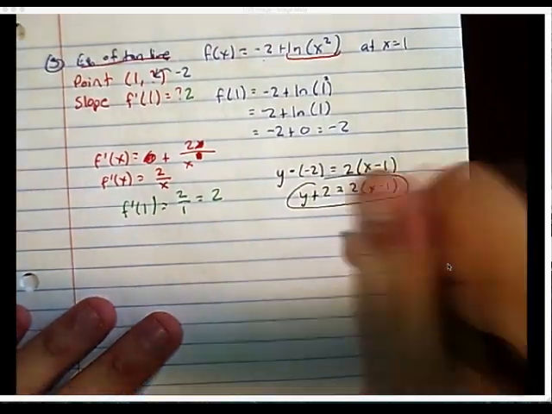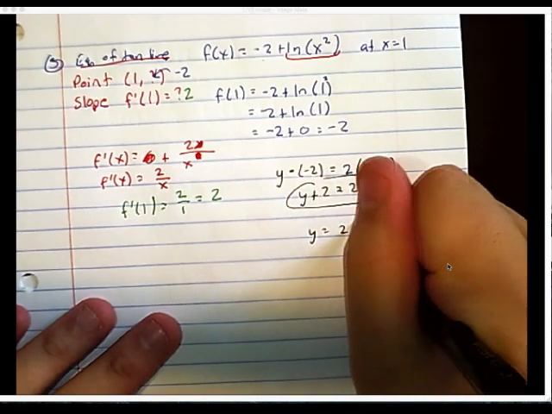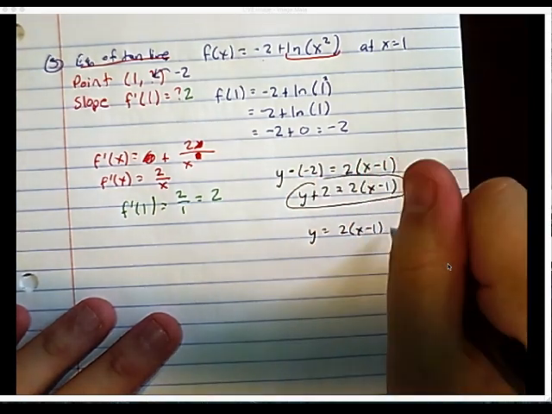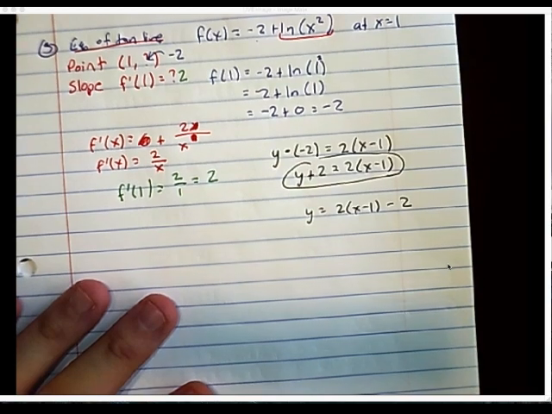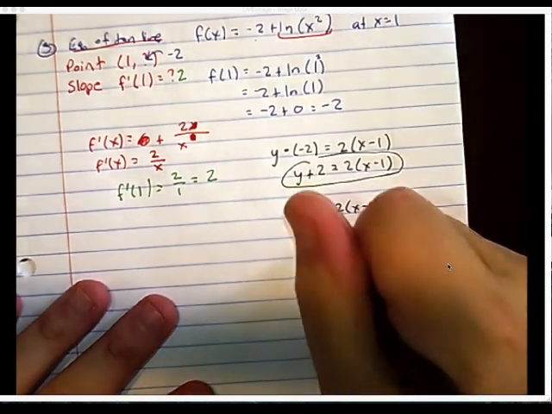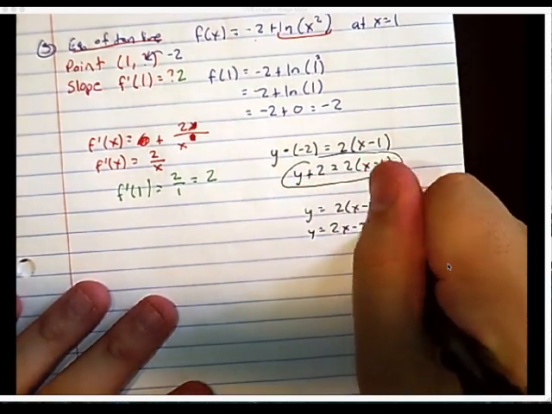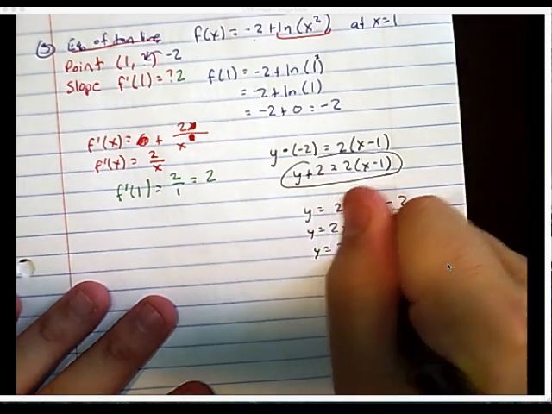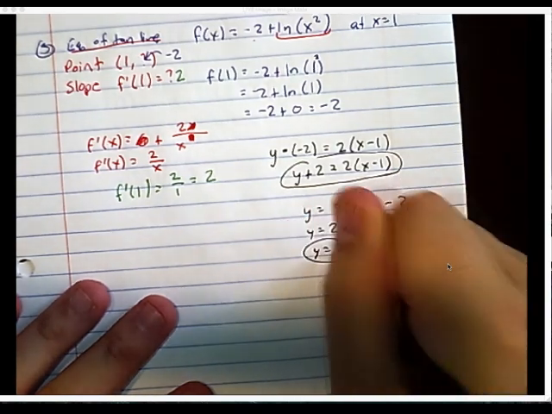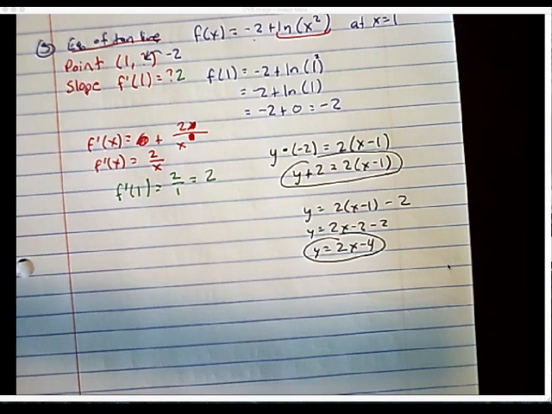If that answer is not there, they might have changed it into slope-intercept form. They could have subtracted 2 from both sides. Then if you distribute out 2x minus 2 minus 2, they could have written the answer like that. y equals 2x minus 4.